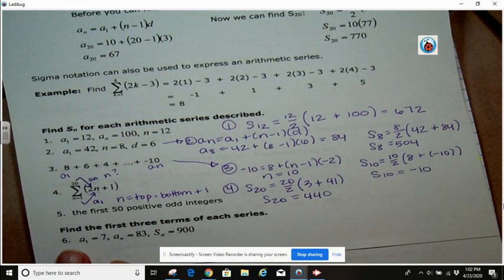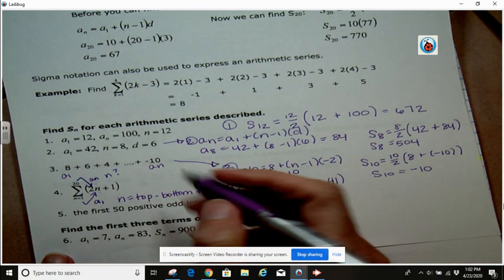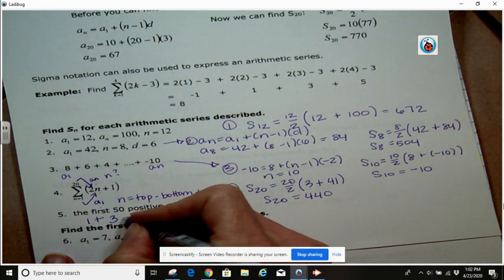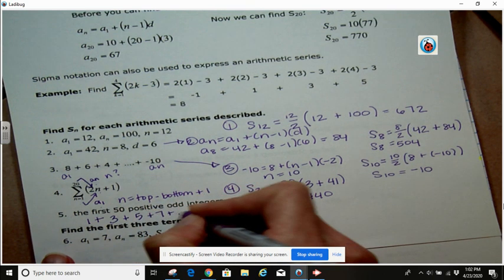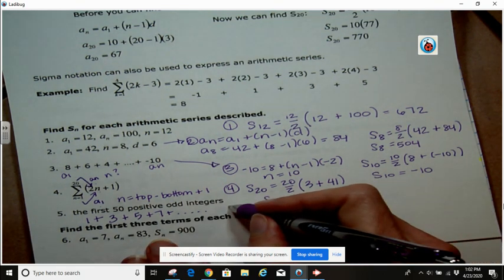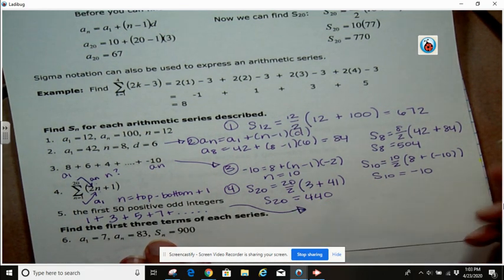All right, number 5, the sum of the first 50 positive odd integers. Well, the first positive odd integer is 1. The second positive odd integer is 3. Then 5, then 7, and so on. Okay, so that is what the pattern looks like. So I know the first term. I know that the common difference is 2. I know that n is going to be 50, but I'm not sure exactly what the 50th positive odd integer is. So I'm going to start with the sequence formula.